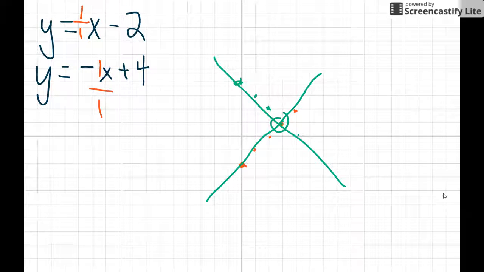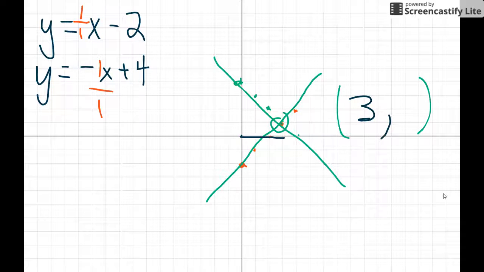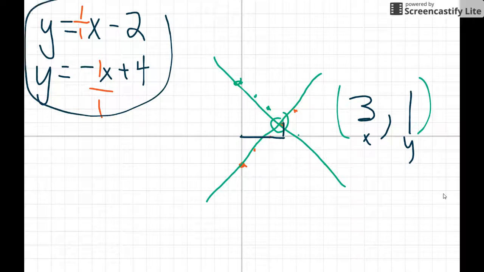So we're going to write that ordered pair. So again, off to the side, you have to take the time to write from the origin, how many did you go over? 3. And then how many did you go up? 1. So again, your answer is 3, 1. So the x value is 3 and the y value is 1. And that would fit both of those equations.